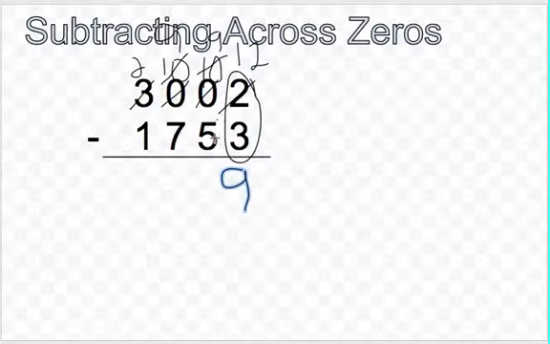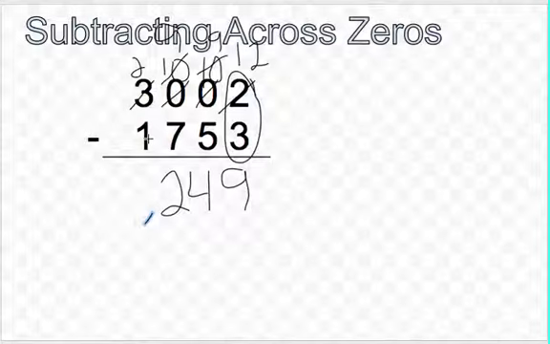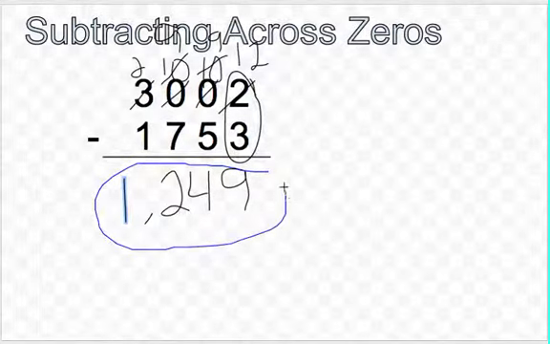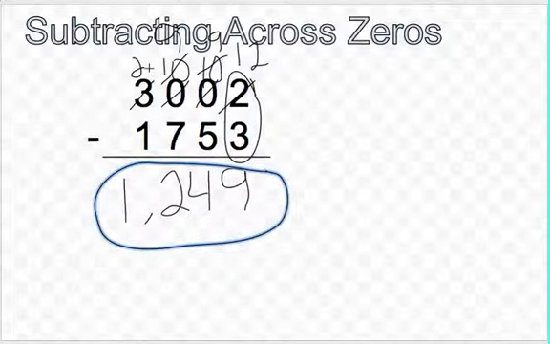Can we do 9 take away 5? We sure can. 9 take away 5 is 4. 9 take away 7 is 2. And then put our comma down. And then 2 take away 1 is 1. So our answer is 1,249. And that is how you subtract across 0. So many, many steps, but if you do it all correctly, you should get the correct answer every single time.